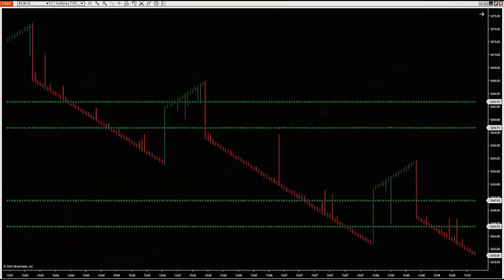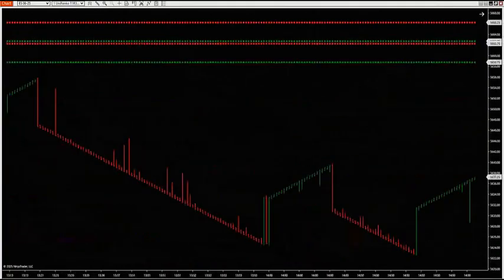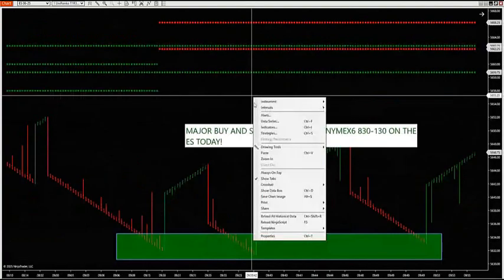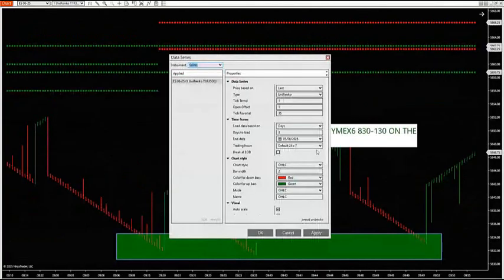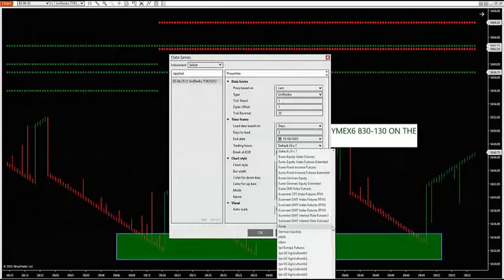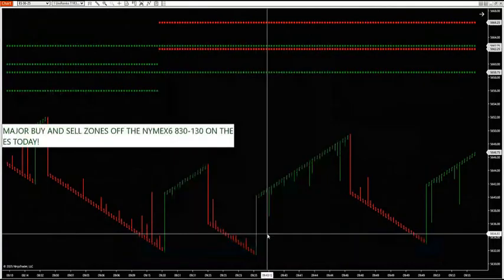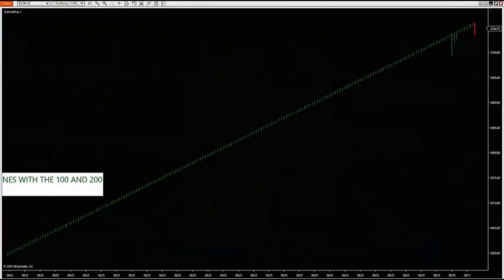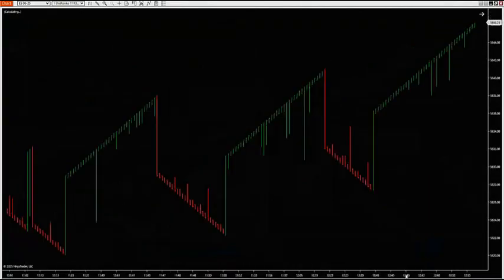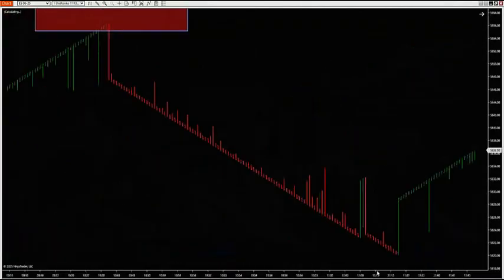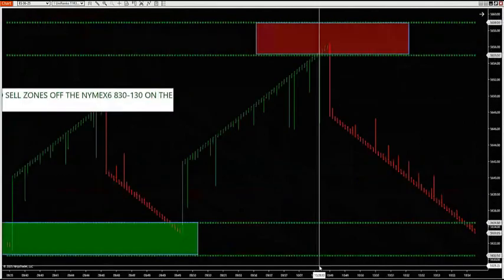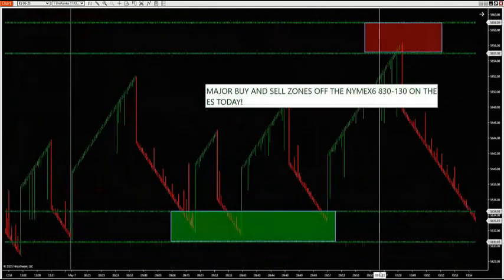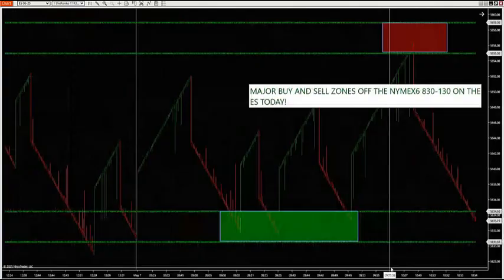All right, let's go to yesterday. Let's go to our NYMEX. Now the NYMEX is 830 to 130. Now what we want to do, these are the larger zones. You're looking for major reversals. Now I want to go over this real quick so you understand it. You're looking for major possible reversals in the market.